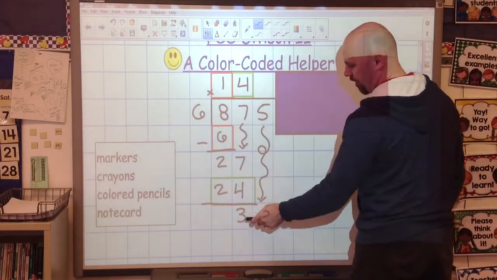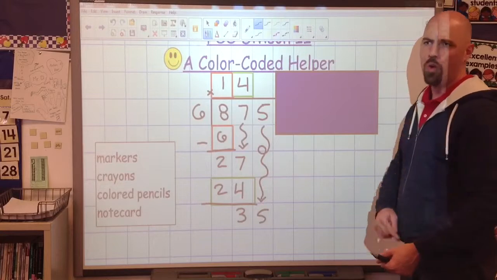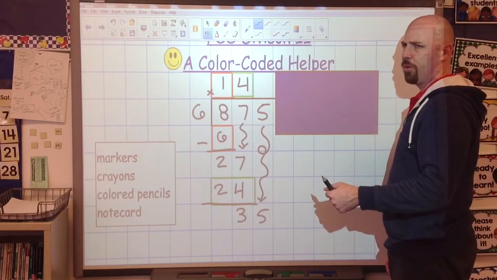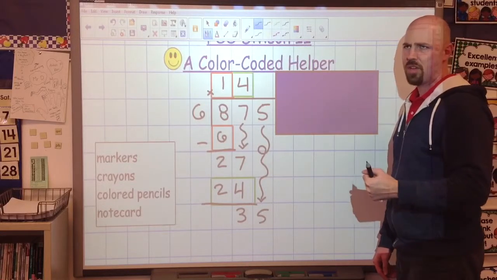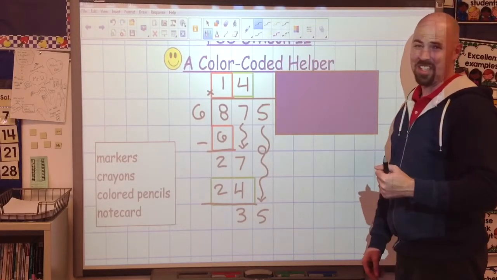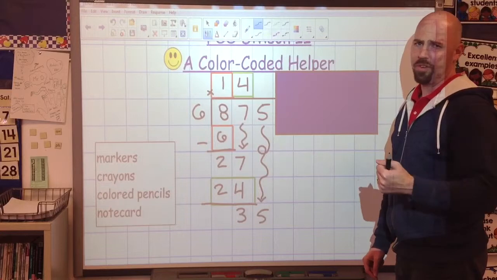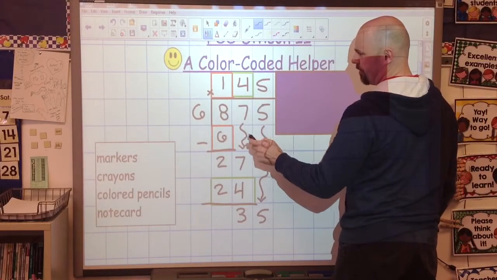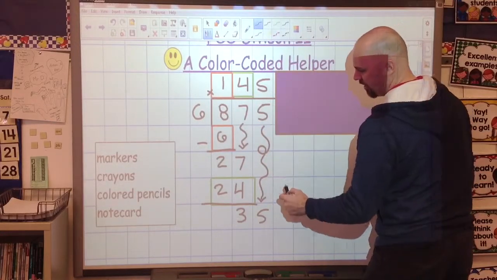6 times something gets me close to 35 without going past it. 6 times 4 is 24. 6 times 5 is 30. 6 times 6 is 36. That's pretty close, but we're too far past it. So we're going to go with 6 times 5. 6 times 5 is 30.